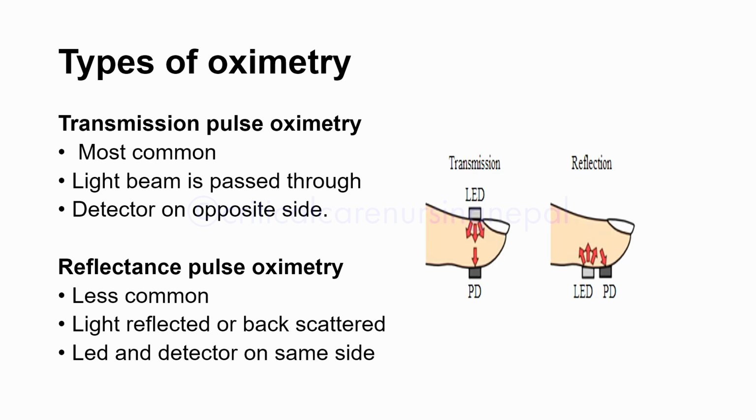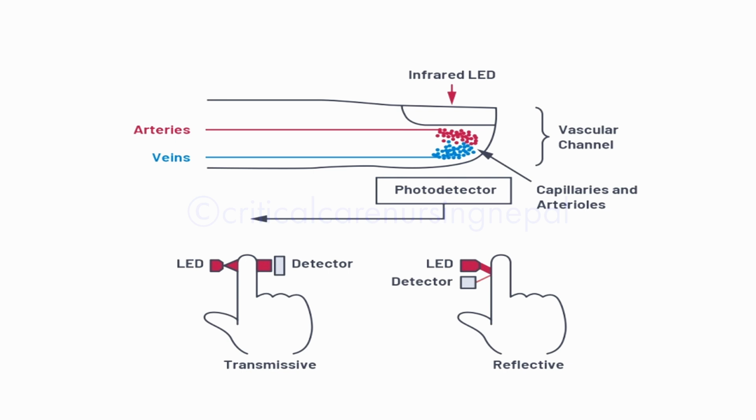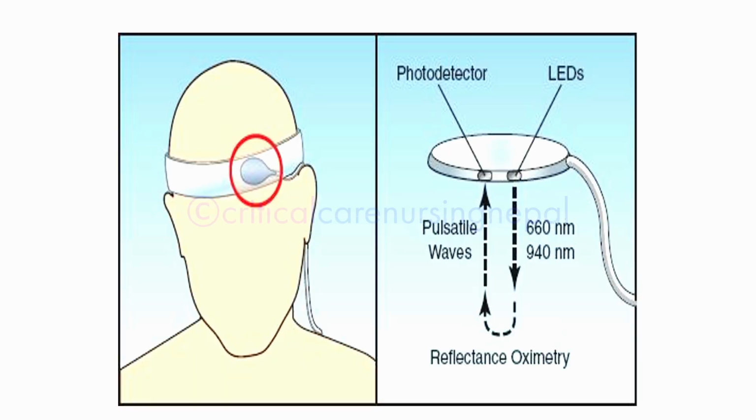So here in the transmission pulse oximetry, you have the light beam being passed through and the detector is present on the opposite side, whereas in reflectance pulse oximetry, as its name suggests, the LED and the photodetectors are present on the same side. And this is the same thing being explained earlier, and this is one of the reflectance pulse oximeters that is used on the forehead.